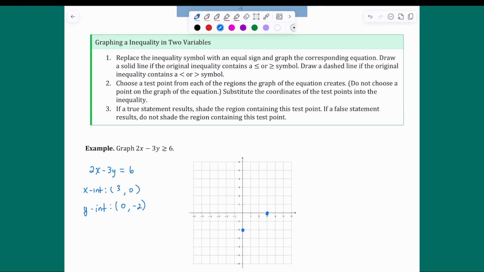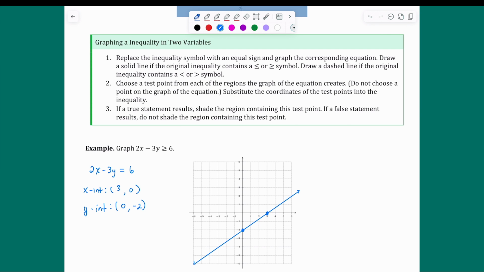And since it's a greater than or equal symbol, this will be a solid line, because when you plug in any point on the line, it will satisfy the equation 2x minus 3y equals 6. So the left-hand side would be 6 in the linear inequality, and 6 is greater than or equal to 6, which is a true statement. So it satisfies the inequality. All right, so then we're going to graph this line here. Okay, so it looks something like that, and it's a solid line. And keep in mind this goes indefinitely in both directions.